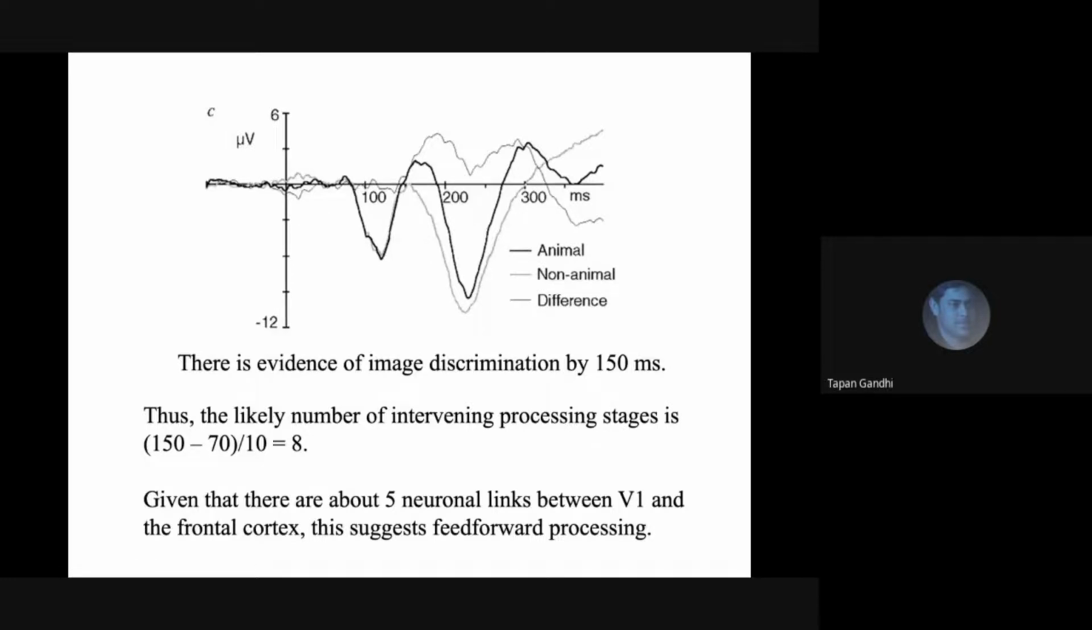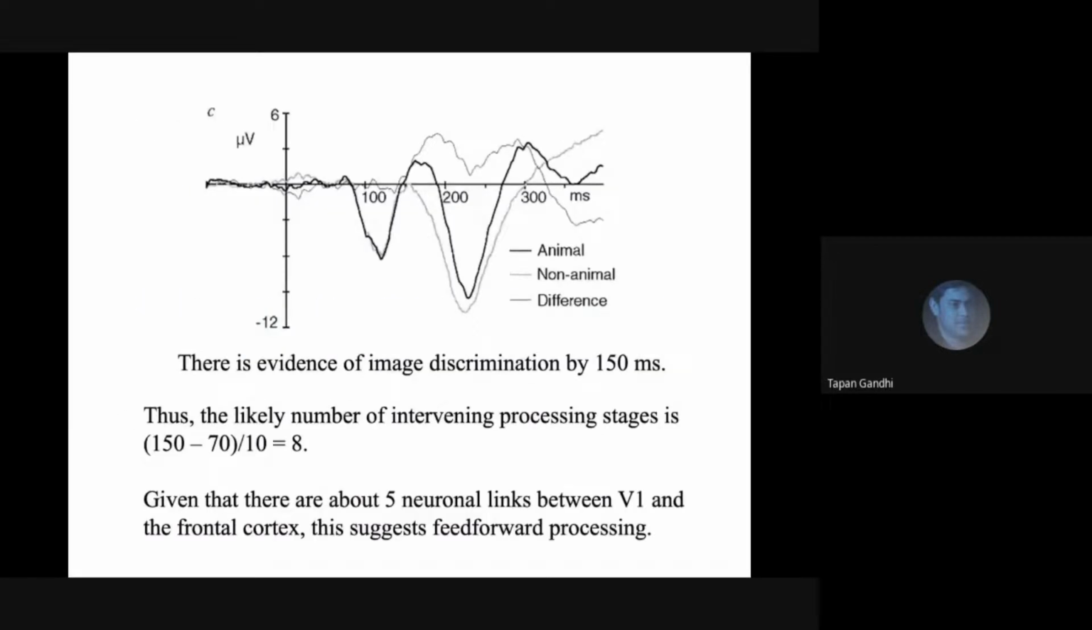So here my x is 150 milliseconds. If I try to calculate the intermediate steps through which this process happens, then what I'm getting is I equal to 150 minus 70 by 10. This means 8. So given that there are about 5 neural links between V1 and the frontal cortex, this suggests that it's a feed-forward processing, right?